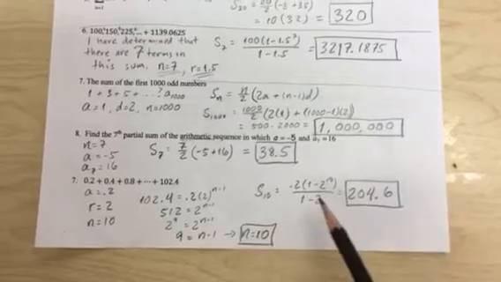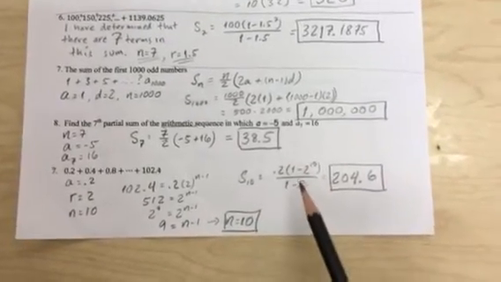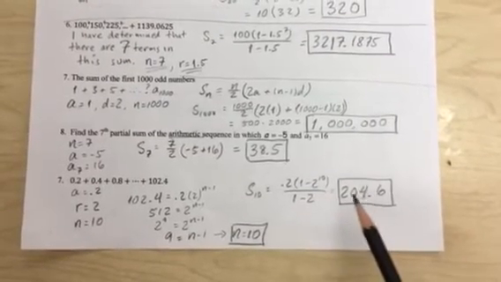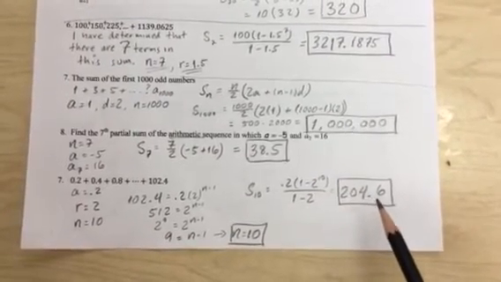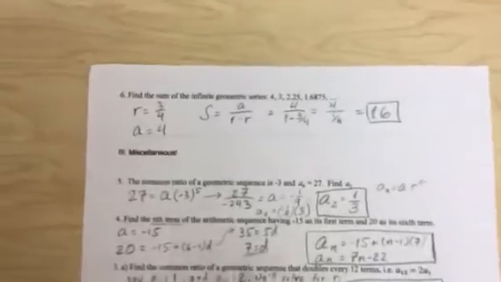So anyway, now we're ready to use our partial sum formula for a geometric sequence there. And we've got all these numbers cranking out to a nice 204.6. Okay, so there's that. Let's flip it over, do the next problem here at the top of the page.